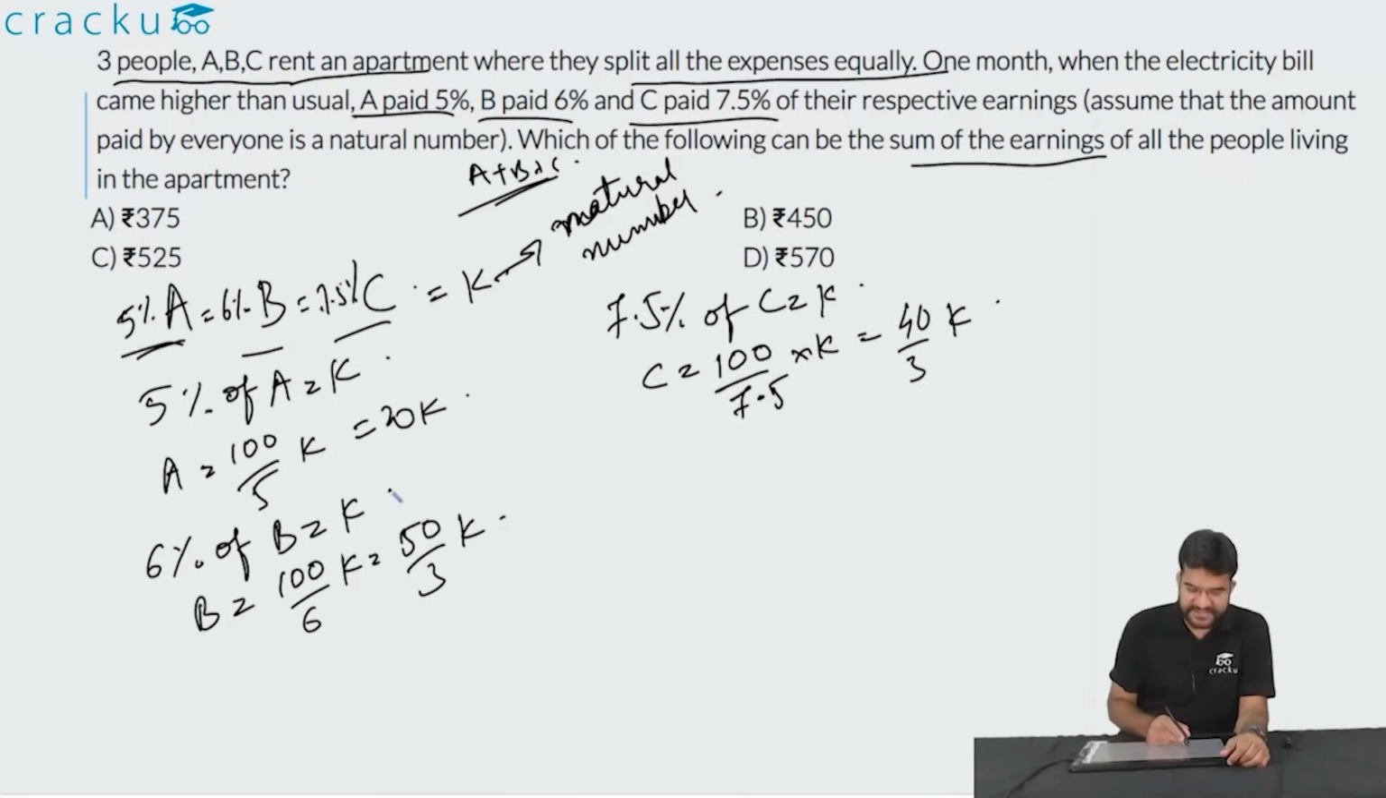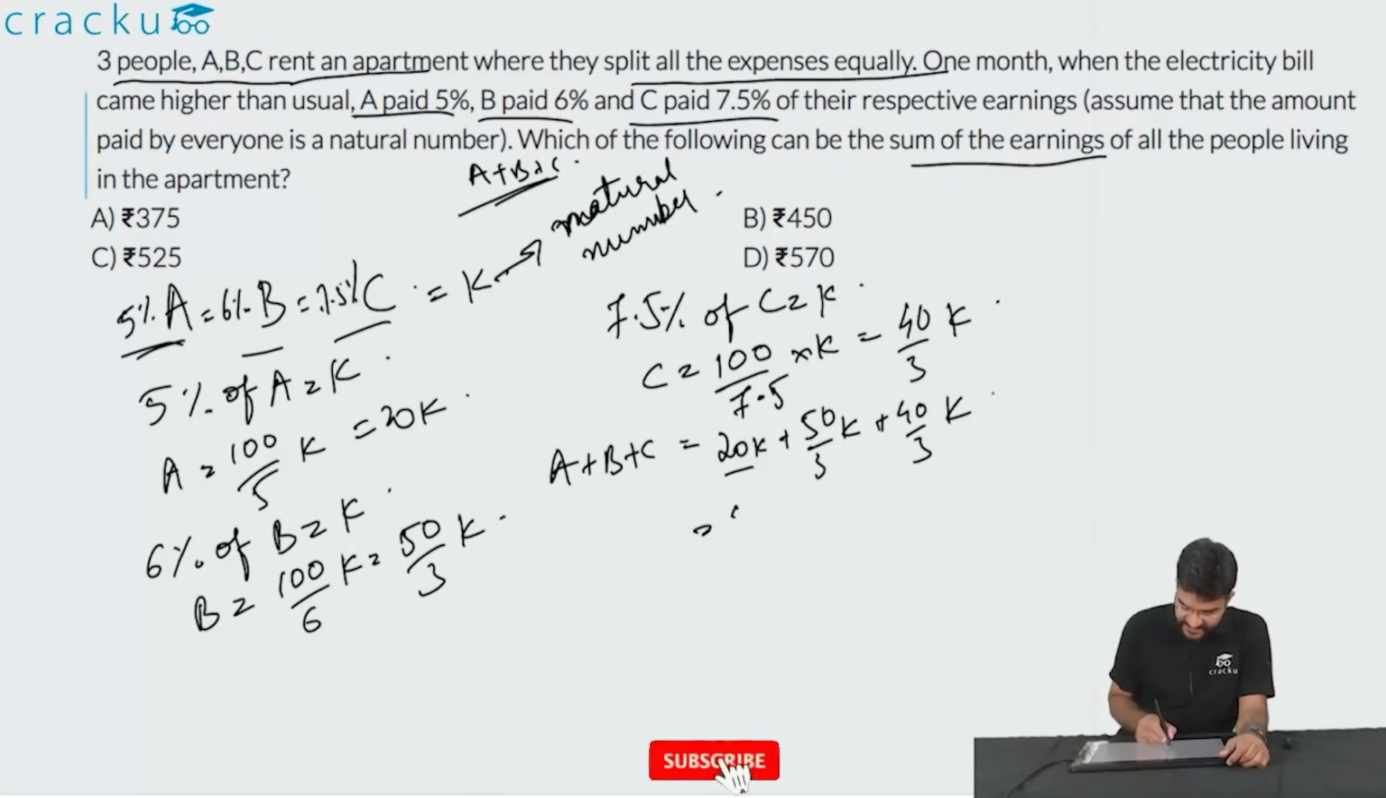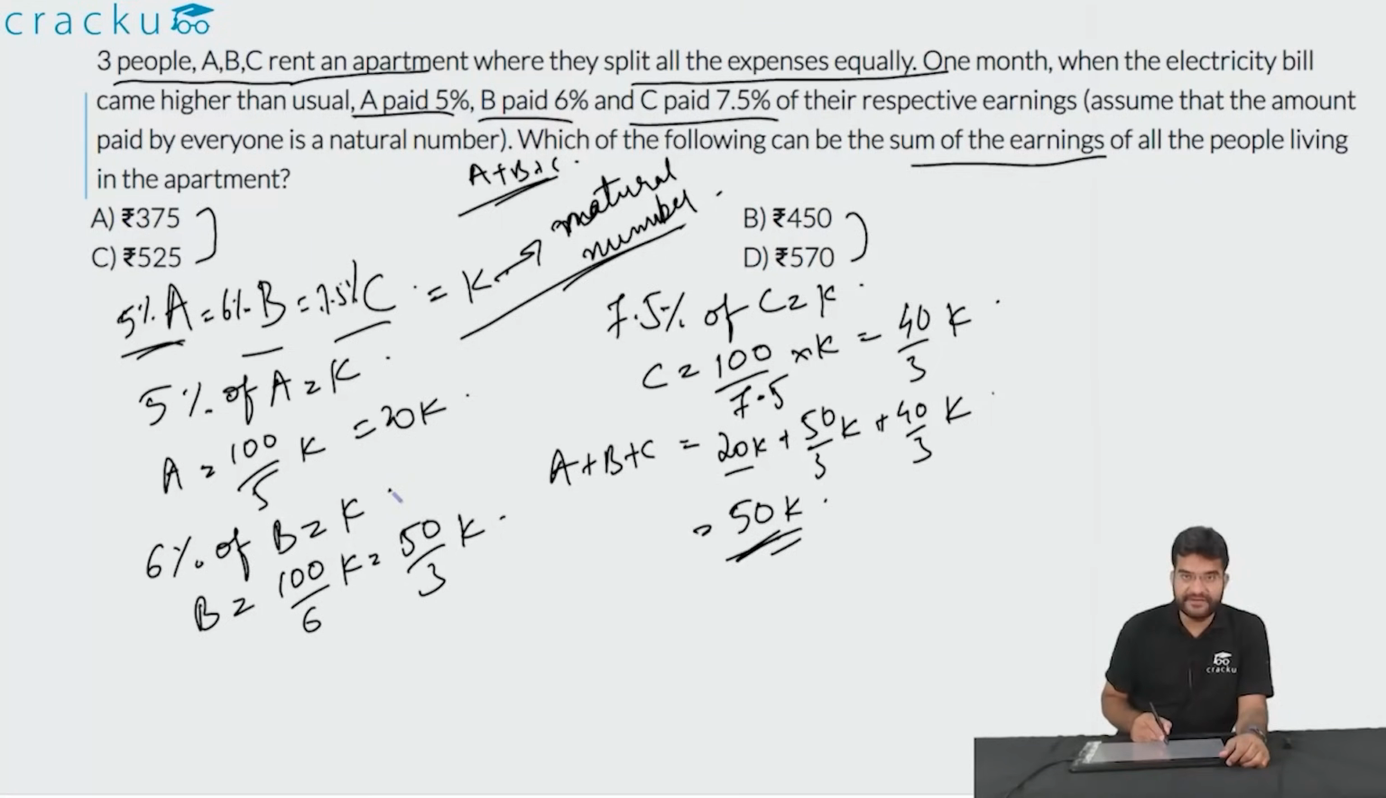Now, therefore, the sum of their three salaries, which is A plus B plus C, will equal 20K plus 50 by 3K plus 40 by 3K. This will be 20K plus 50 plus 40 is 90 by 3K is 30K. So, this will equal 50K. This is the sum of their salaries, and we know that K is a natural number. So, of the four options given, whichever is a multiple of 50 will be the answer.